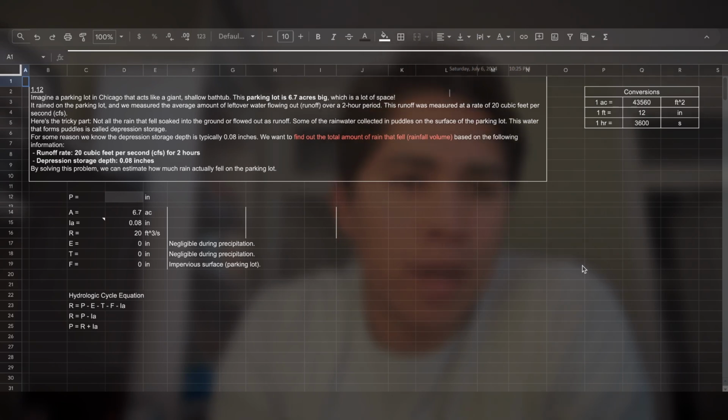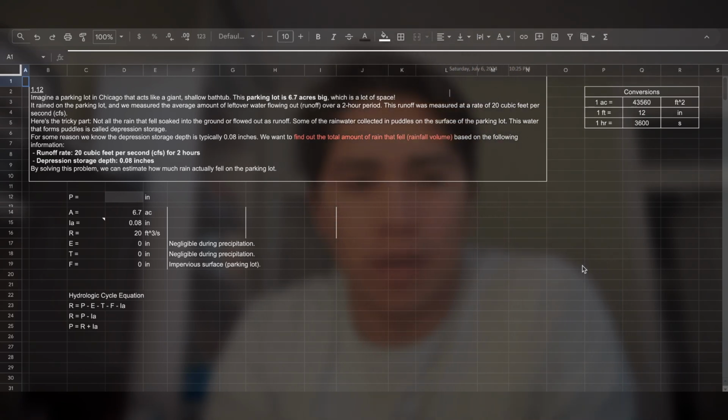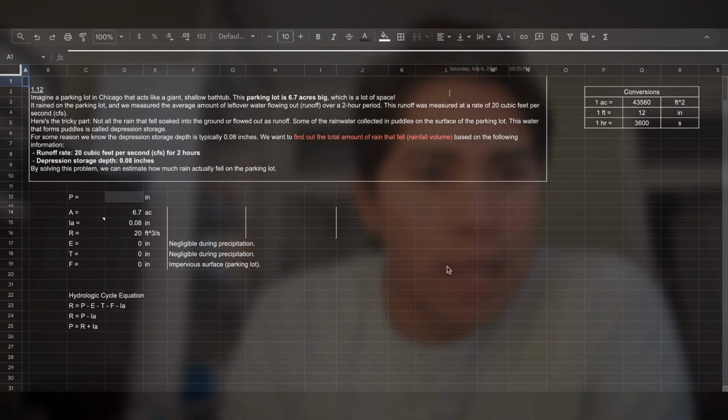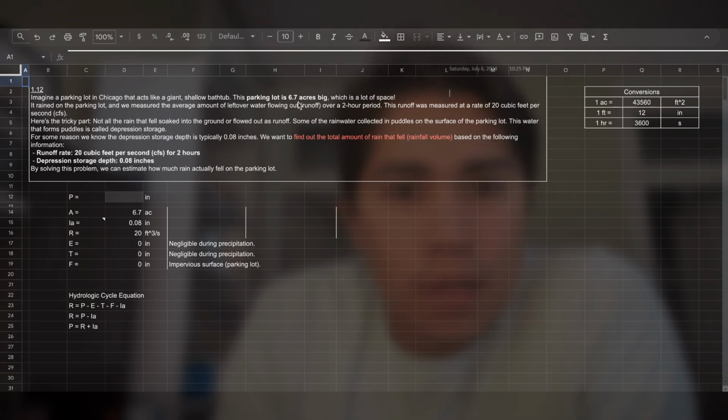In this video, we're going to review some of the concepts of the hydrologic cycle, and we're also going to introduce the radiation equation. Let's start with problem 1.12. It says, imagine a parking lot in Chicago that acts like a giant shallow bathtub. This parking lot is 6.7 acres big, which is a lot of space.